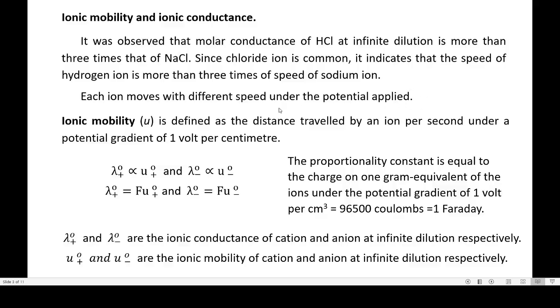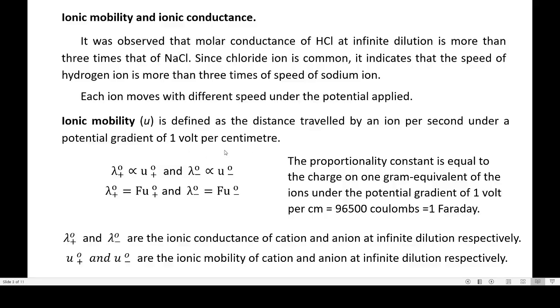Thus a term ionic mobility was introduced. Ionic mobility, the symbol is U, is defined as the distance travelled by an ion per second under a potential gradient of 1 volt per centimeter. Under this condition, the distance travelled by an ion per second is called ionic mobility.